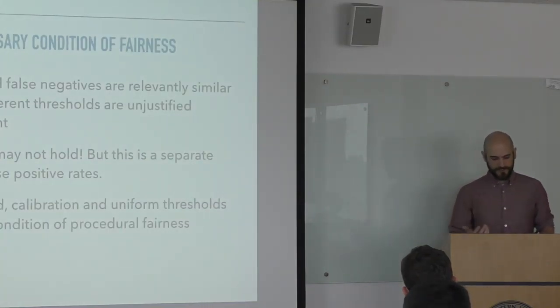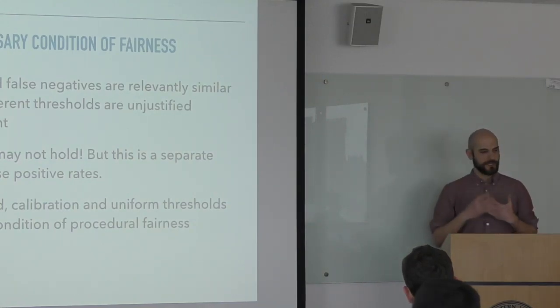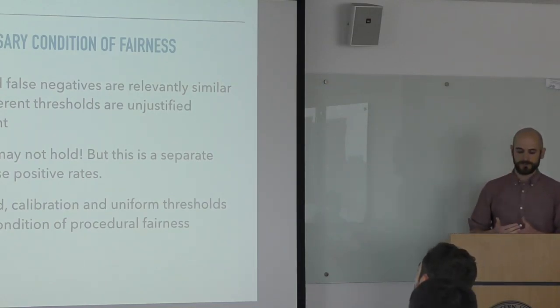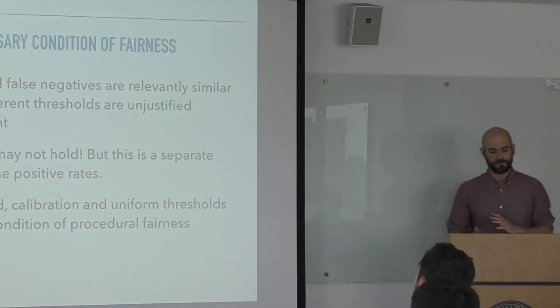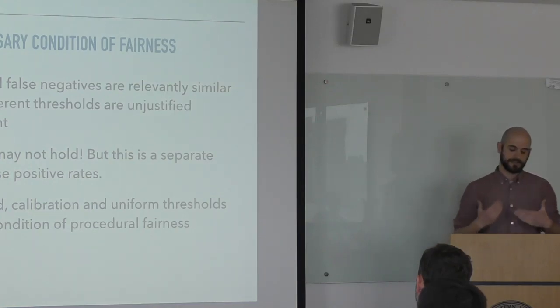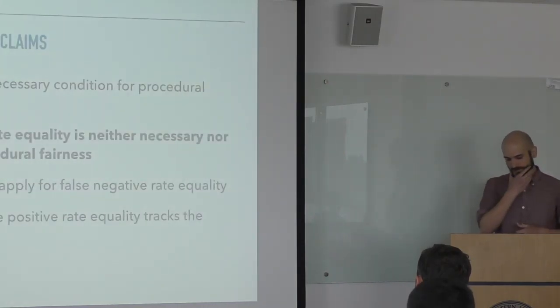So that's the first claim. Calibration is a necessary condition of fairness. If you're taking false positives and false negatives to be relevantly similar outcomes, then differential thresholds are unjustified differential treatment. Now again, that antecedent may not hold in a lot of cases. But this is a separate question from false positive rates. And when that antecedent does hold, then calibration and uniform thresholds are a necessary condition of procedural fairness. So that was the first claim.